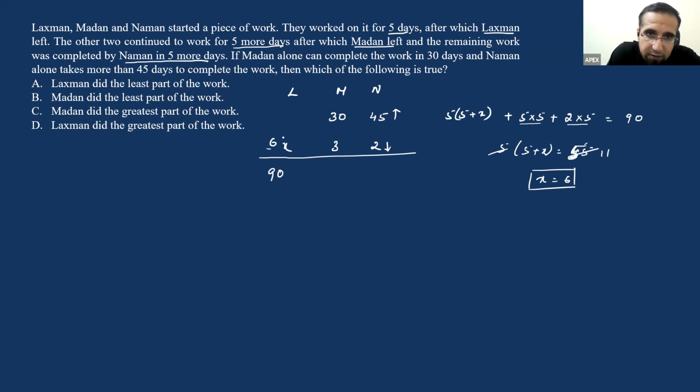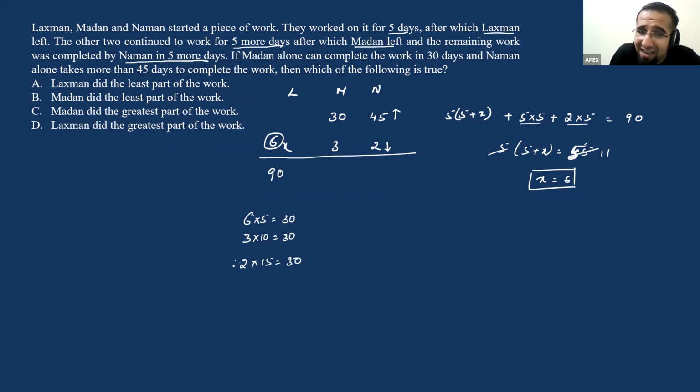Now understand, guys. If it is 6, 3 and 2, okay? Now let's see the total work done. So Lakshman worked for 5 days. So 6 into 5, that means Lakshman did 30 units. Similarly, Madan worked for how many days? 5 plus 5, that is 10 days. 3 into 10, which is again 30 units. And this guy worked for 15 days. 2 into 15 is 30.